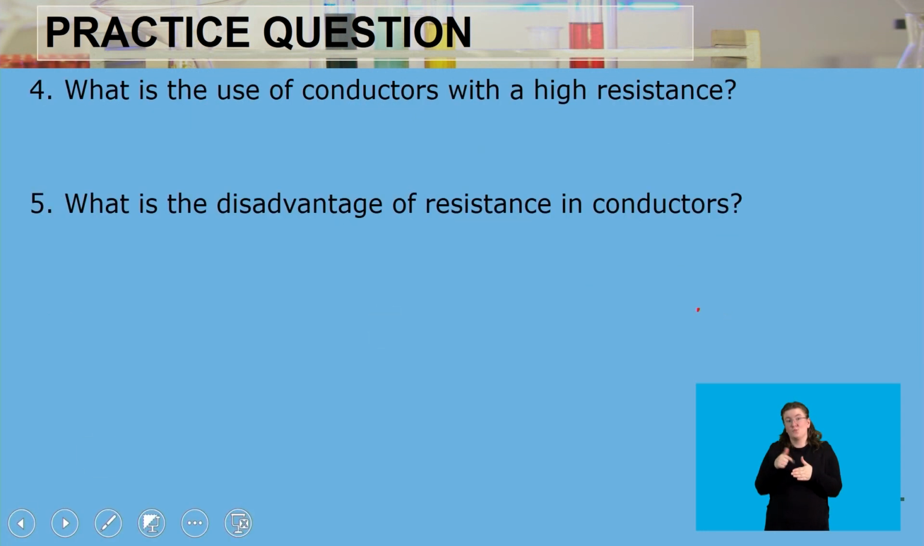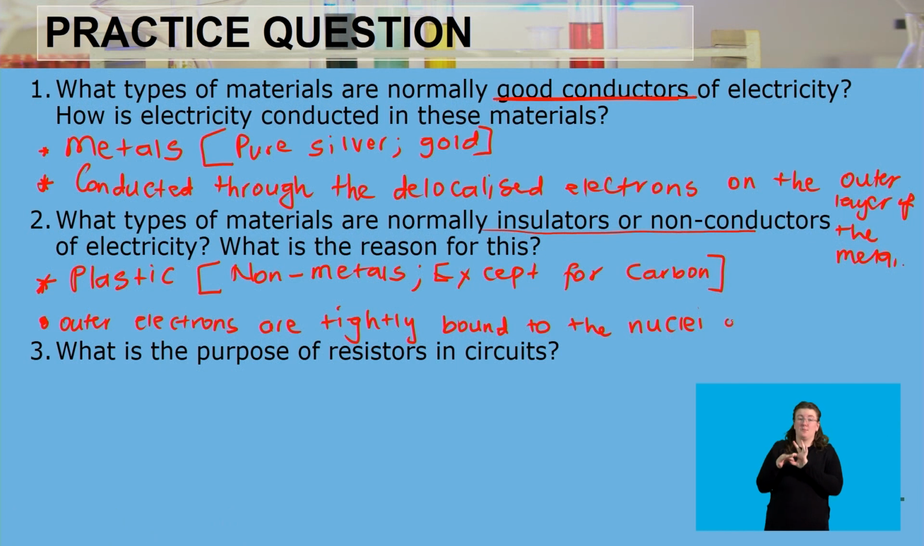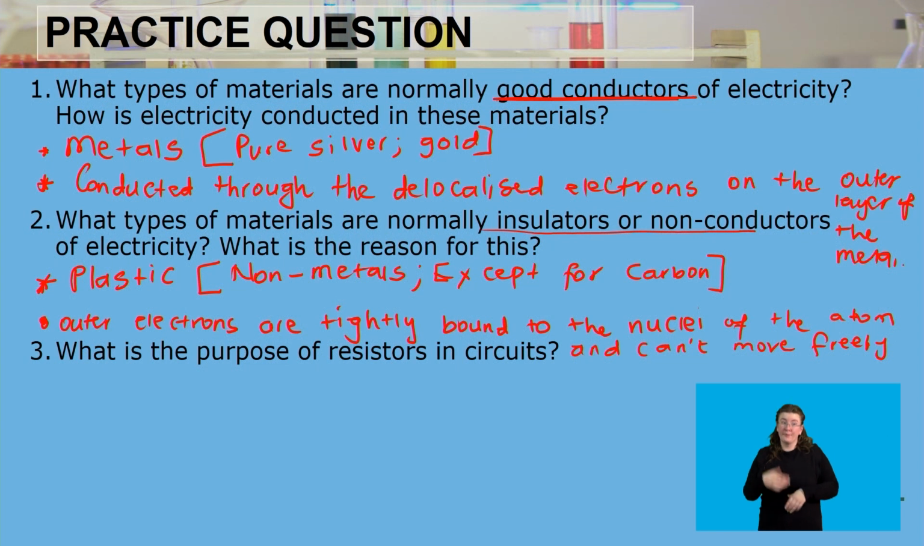Because of that, they are unable to move freely. The outer electrons that are tightly bound to the nuclei of the atom can't move freely, because remember, it's the movement of those electrons that generates the electricity. Because these ones are not able to move, they can't generate electricity.